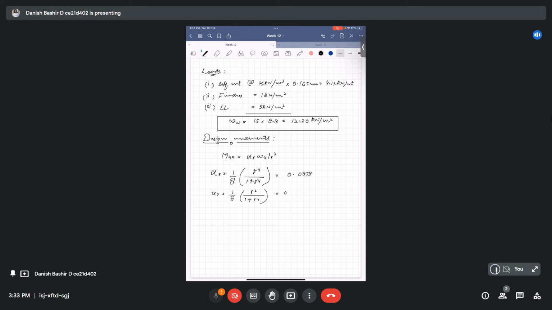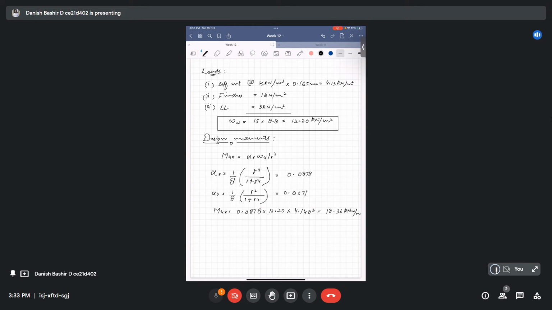It will give you αx as 0.0571. So when you plug in, MUX will be equal to 0.0878 into wu, which is 12.20, into span αx lx, which is 4.140 square. Remember, both the design moments are in terms of the short span, lx square. It comes out to be 18.36 kilonewton meter per meter. Be consistent with the units.